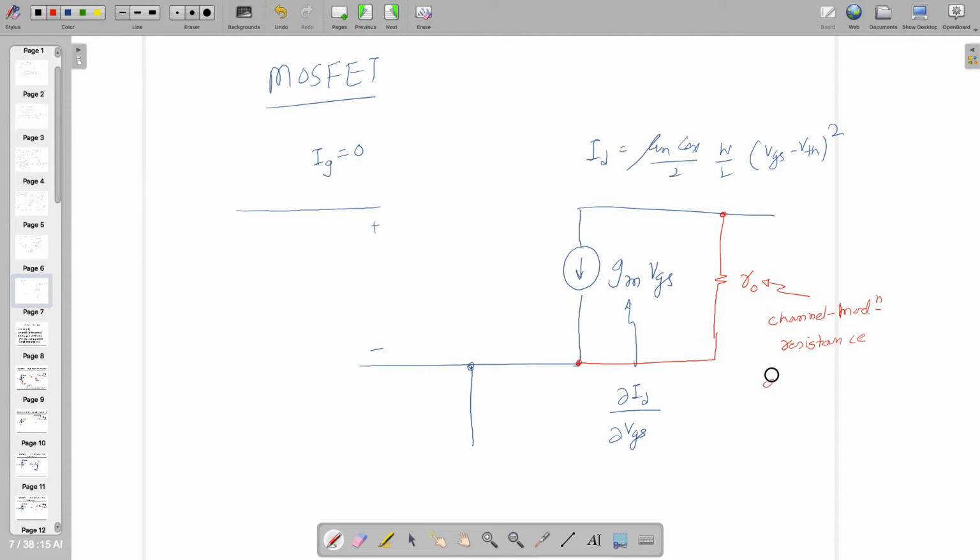Whose value is del ID by del VDS when this is in saturation mode. This equation has to be in saturation, right? So then you can have this thing. So now one more element has been increased. Can you remember this? Now this is the thing, right? Other things will be added afterwards, but right now for the time being, this is the case.